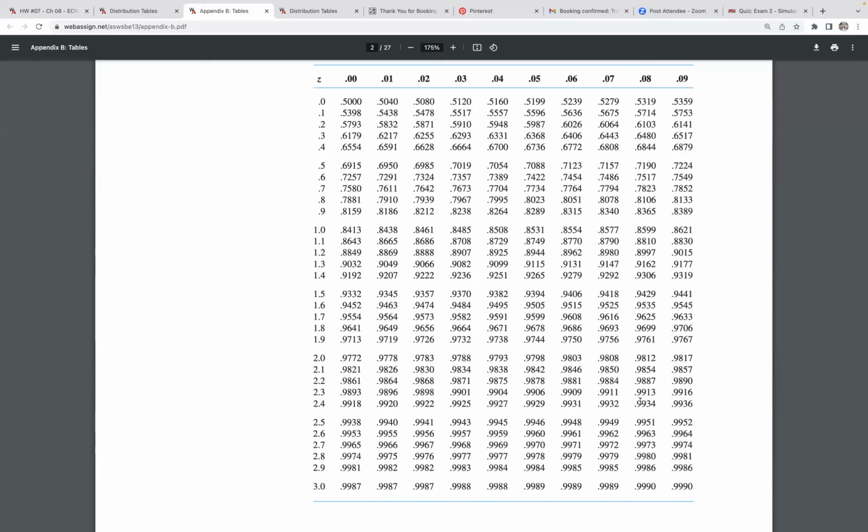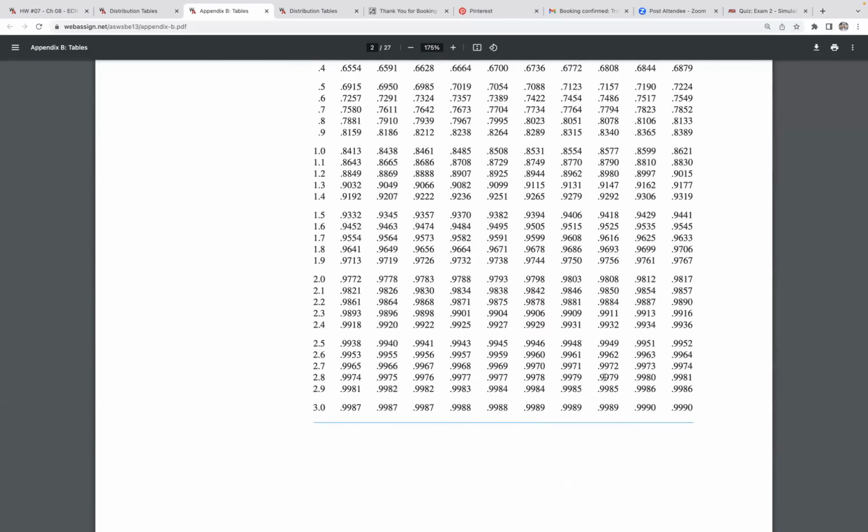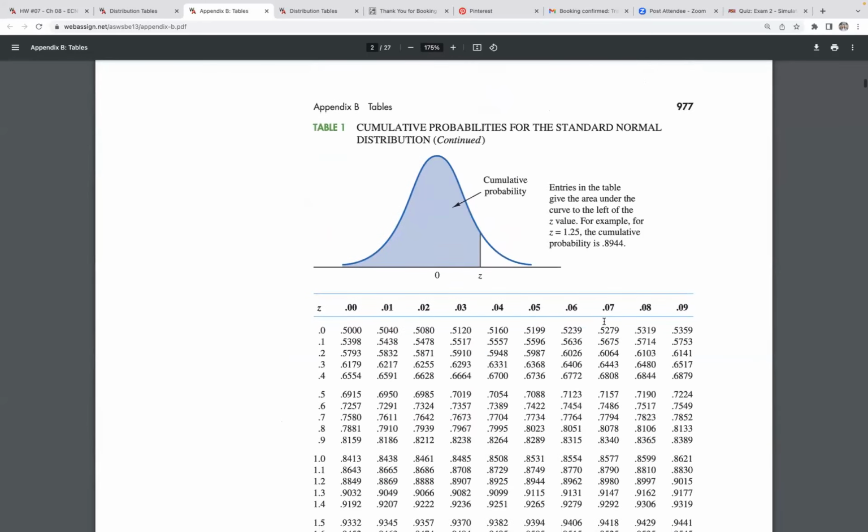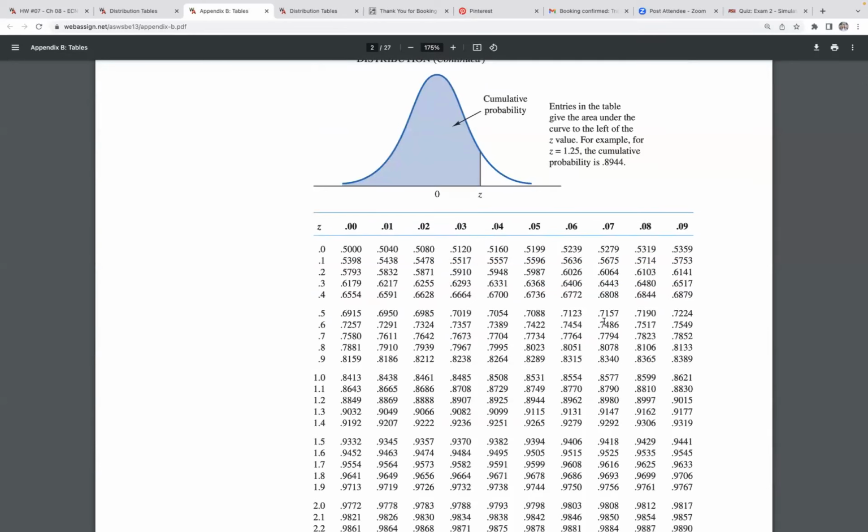Where it gets more difficult is if you want the area between two Z values. That requires you to get both areas and then subtract them, the larger minus the smaller. Okay. But the table always gives left tail. That's what you have to remember. That's what the picture is supposed to convey, which it doesn't.